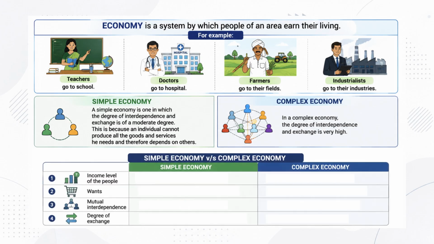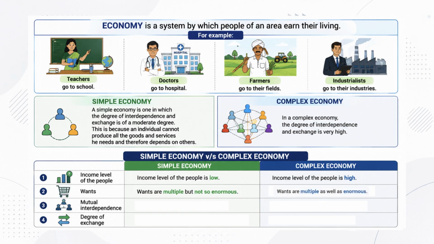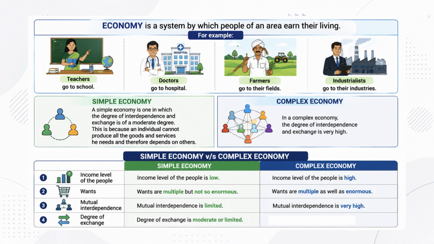Let us now compare a simple economy with a complex economy. In a simple economy, the income level of the people is low. In a complex economy, the income level of the people is high. In a simple economy, wants are multiple but not so enormous. In a complex economy, wants are multiple as well as enormous. In a simple economy, mutual interdependence is limited. In a complex economy, mutual interdependence is very high. Finally, in a simple economy, the degree of exchange is moderate or limited. In a complex economy, the degree of exchange is very high.